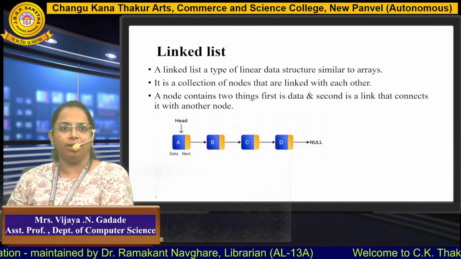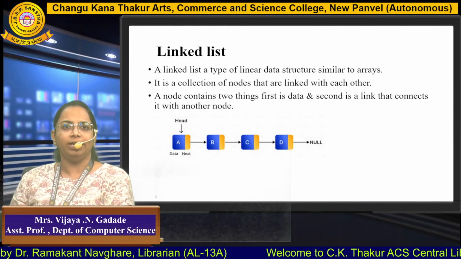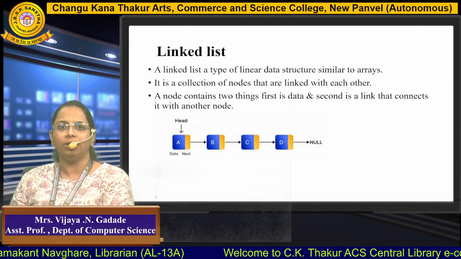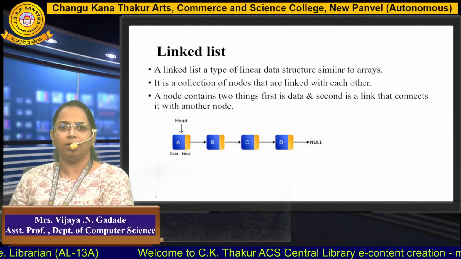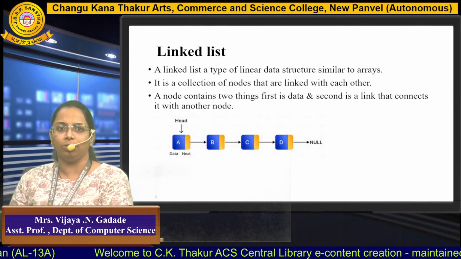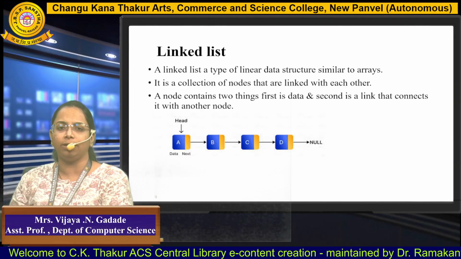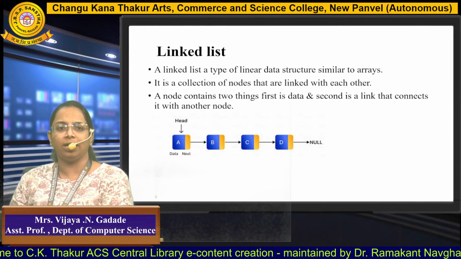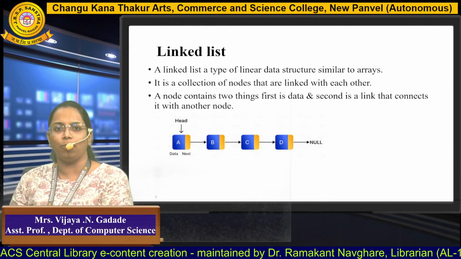Next part is linked list. A linked list is a type of linear data structure similar to arrays. It is a collection of nodes that are linked to each other. A node contains two things. First is data, second is a link that connects to the other node. This is the diagrammatic representation, that is A connected to B, B connected to C, and so on. The first node A is the head of the linked list, and D is pointing to the null pointer.